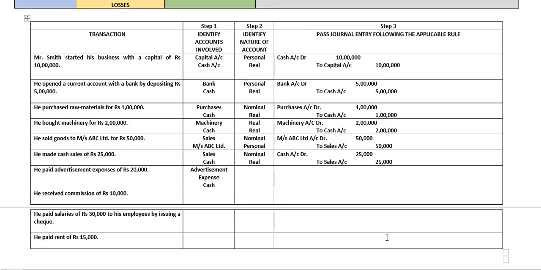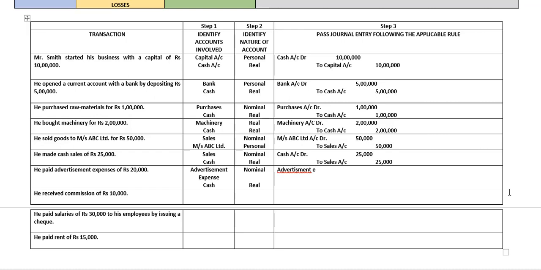So we know advertisement expense, it's mentioned in the transaction itself that's an expense, and all expenses are nominal account as already discussed, and cash being a real account. So again, let's pass the transaction. The rule of nominal account says debit all expenses and gains, and since this is an expense, it will be debited.